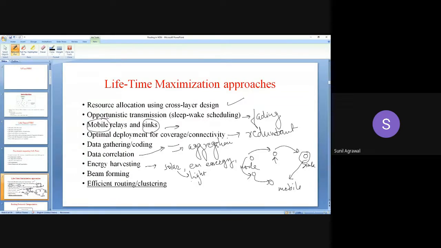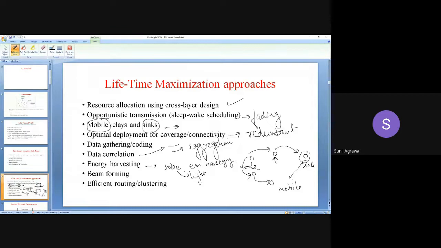So sensor may be equipped with some kind of solar cell or some kind of piezoelectric material to sense the vibration in the environment and get it recharged, right? So this is another approach to charge the battery of the node and increase the lifetime of the sensor network. Beamforming is another approach where rather than transmitting in all of the directions, few nodes are going to cooperate with each other in order to transmit the information in desired direction or in the direction of base station, thereby saving energy. Right? And the last but not least, the efficient routing or clustering.